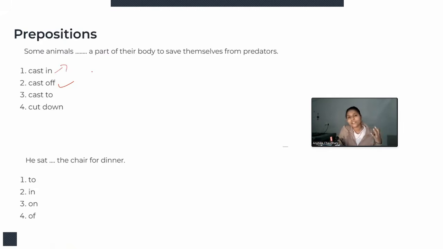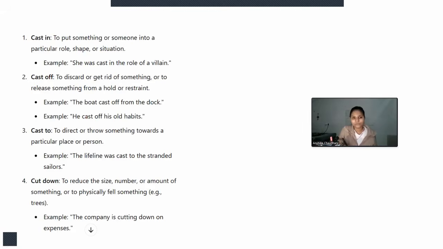Cast in is basically used when someone is playing a role. We usually say it in movies, cast in, role play. Cast to is changing, converting into something, and cut down is to reduce something. And I have written down the meanings of these as well. Cast in, to put something or someone into a particular role. She was cast in the role of a villain.